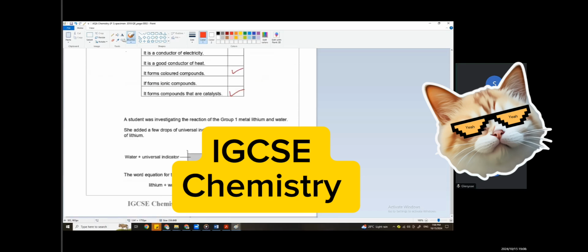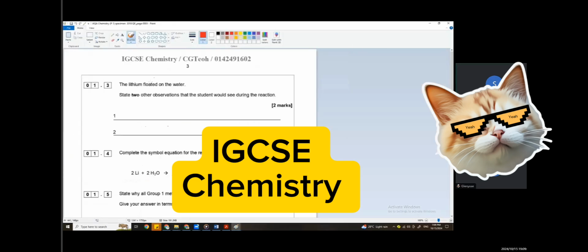Okay, next question. A student was investigating the reaction of a group 1 metal, in this case lithium, reacting with water. She added a few drops of universal indicator to water in a trough and added a piece of lithium. You can see the illustration there, and most importantly, the word equation of the reaction is given.